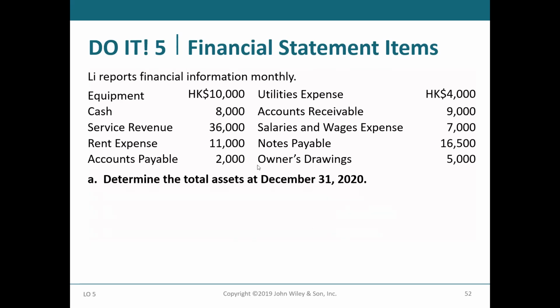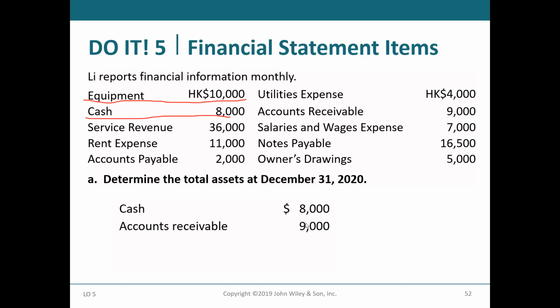First of all, we need to determine the total assets at December 31, 2020. So we need to pick out the items that belong to assets. First we have equipment, this is an asset. Cash is an asset. Is there anything else? No, right? So our total assets will be cash 8,000, accounts receivable, oh, here, accounts receivable, sorry, I can't see it, accounts receivable 9,000, and equipment 10,000. So in total we will have 27,000 total assets.